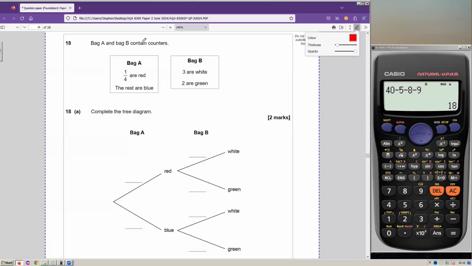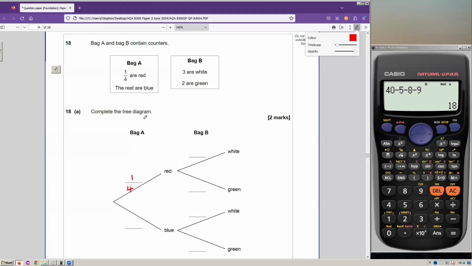Bag A and bag B contain counters. Bag A has a quarter red, the rest are blue. Bag B, 3 are white, 2 are green. Complete the tree diagram. Well, they've done the red for us, that's a quarter. So what is blue?